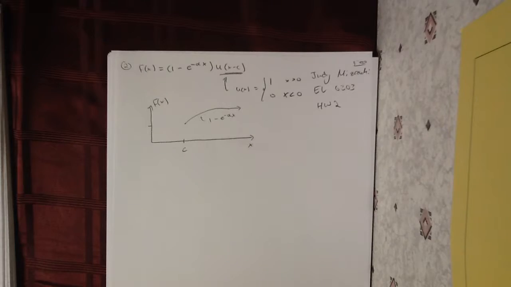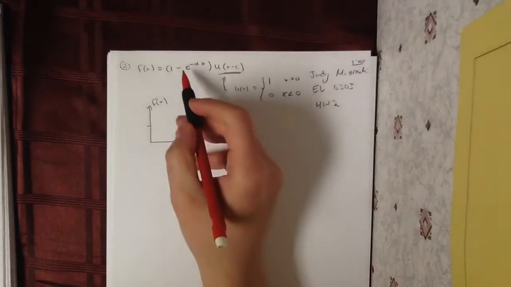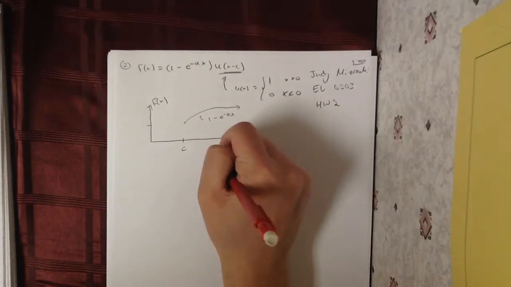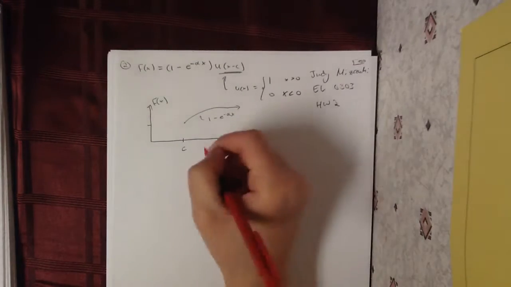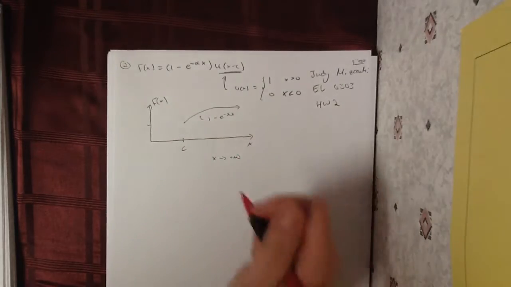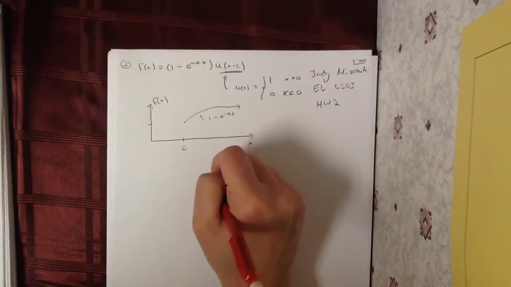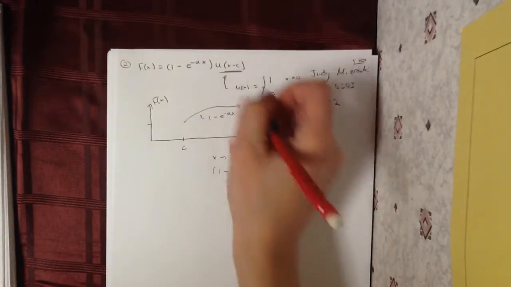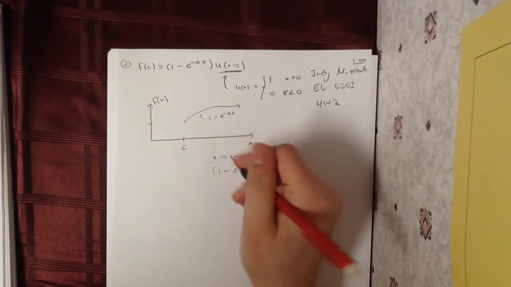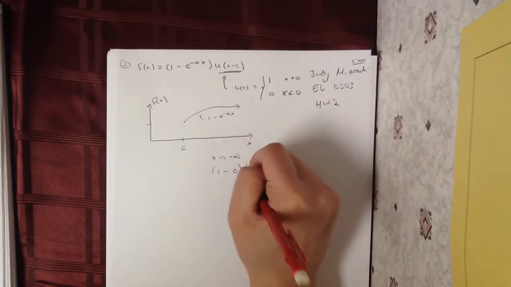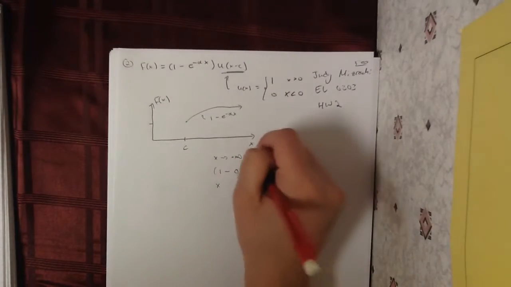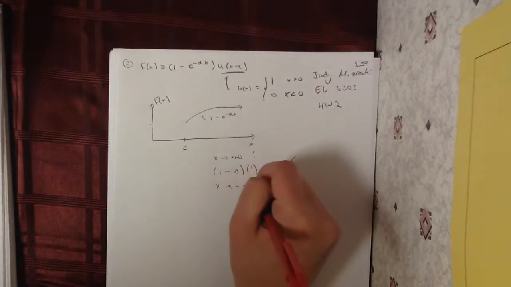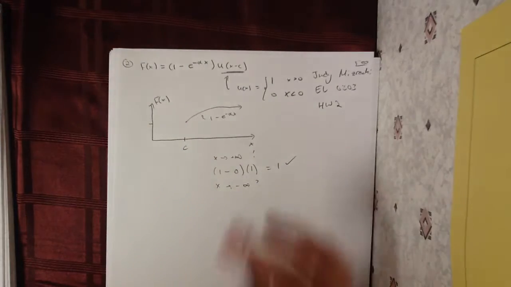For example, the easy one: what happens as x approaches infinity? If it's valid, it should approach 1. Let's see if that works. We get 1 minus e to the negative infinity, which is 0, times the unit step function, which is 1 since this is bigger than 0. So it equals 1, and we're good. What about at negative infinity? We should get 0.